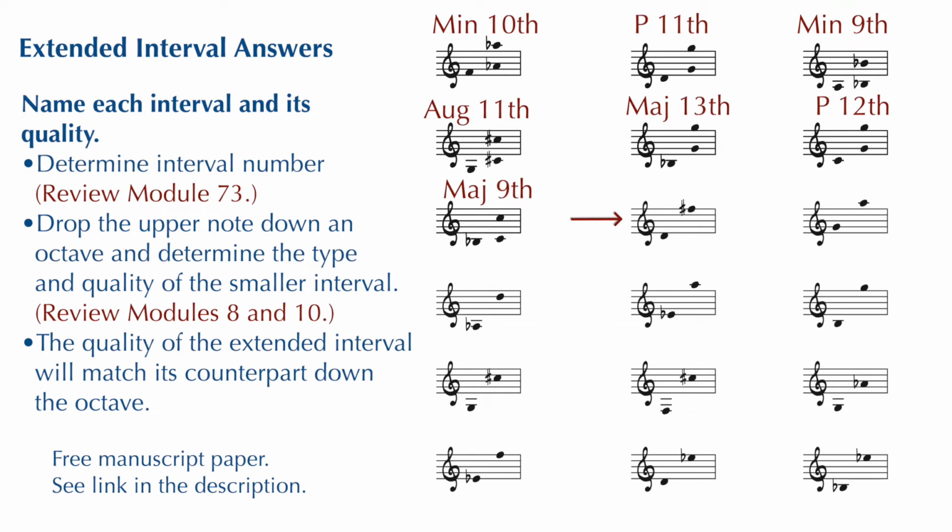Number 8, D below the staff to fifth line F sharp. This is going to be some sort of tenth. Take that F sharp, lower it an octave, and we have a major third. So the extended interval is a major tenth.